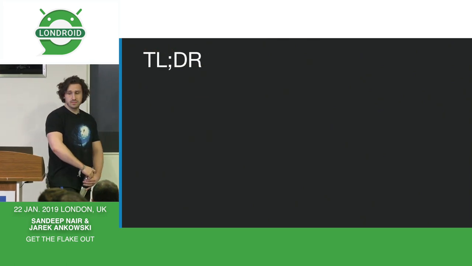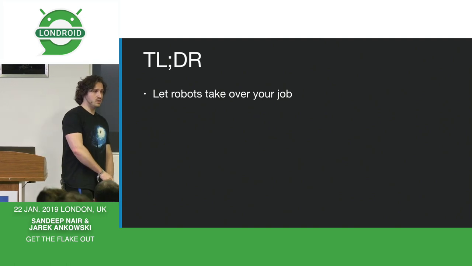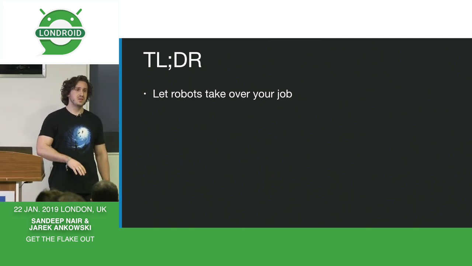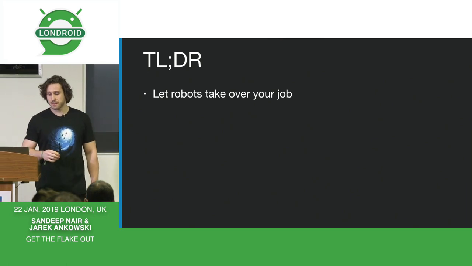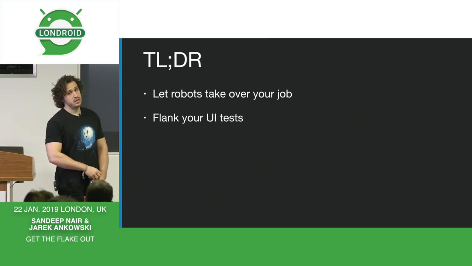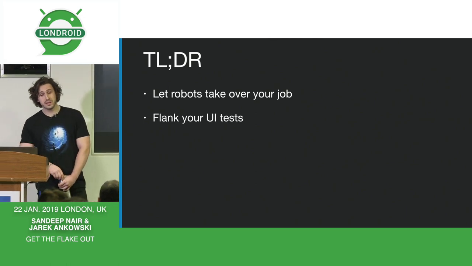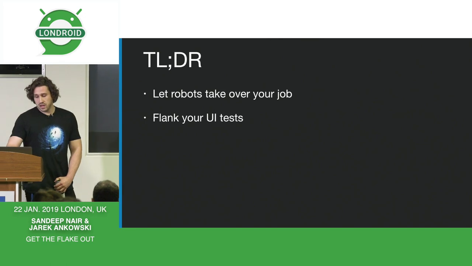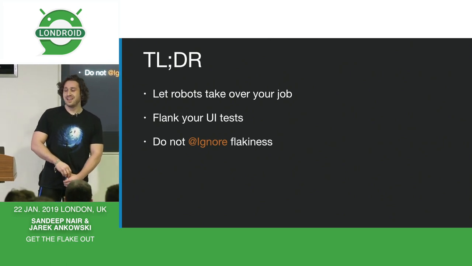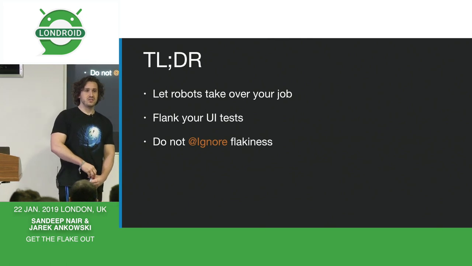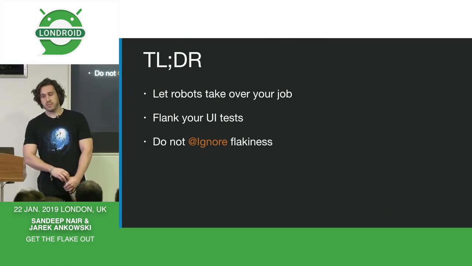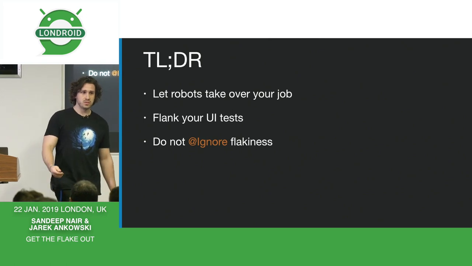OK, and that will be basically all. Just to sum up, robot is a great pattern to separate the concerns of your test, separate how you do something from what you do. Flank with the test orchestrator are amazing tools to run your tests in parallel. If you haven't played with it, I would strongly recommend it, because it will speed up your execution. And don't just put an ignore annotation on your flaky tests, because it's super important to have a suite that you can rely on. Then you can do whatever refactoring you want, knowing you have a solid test behind you, so you won't break anything.